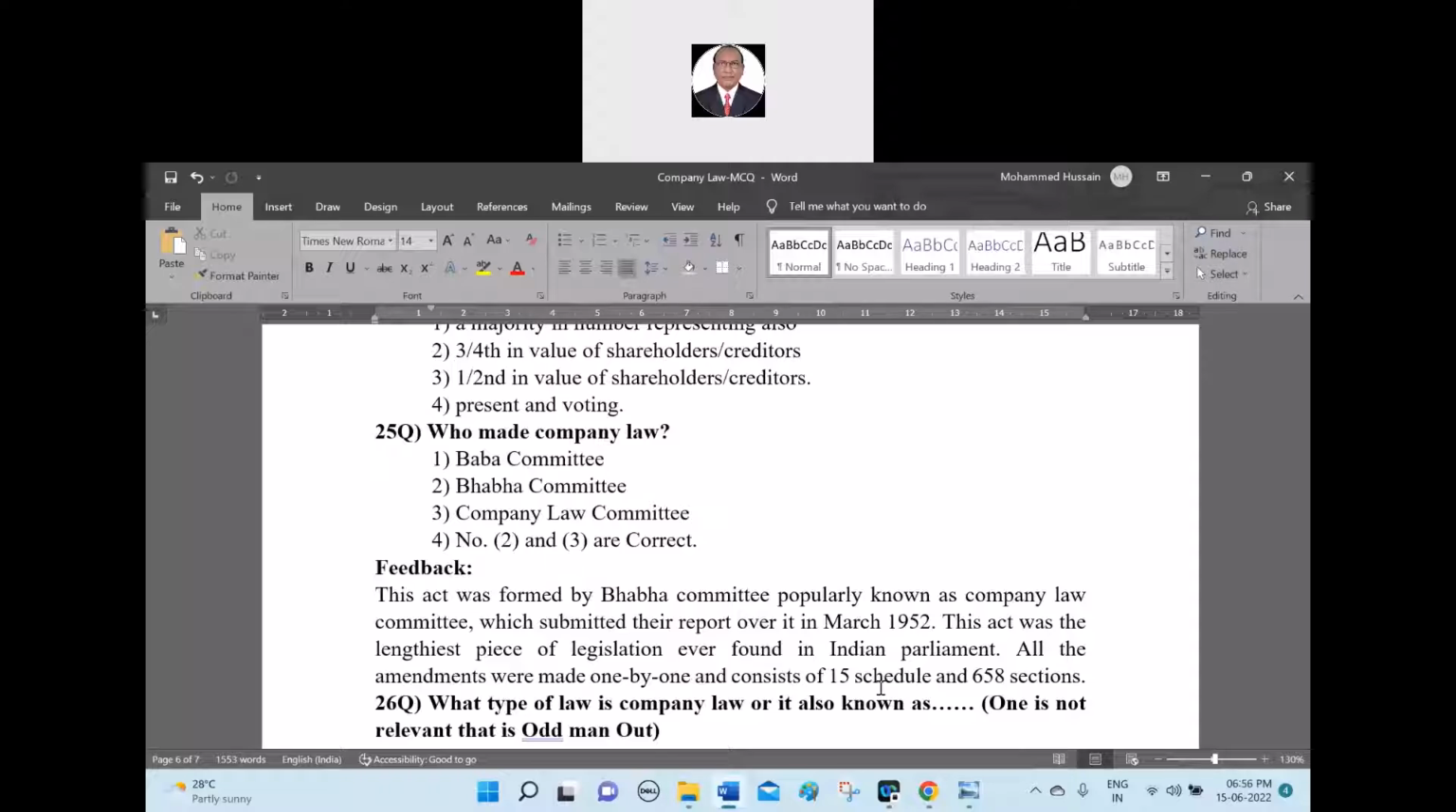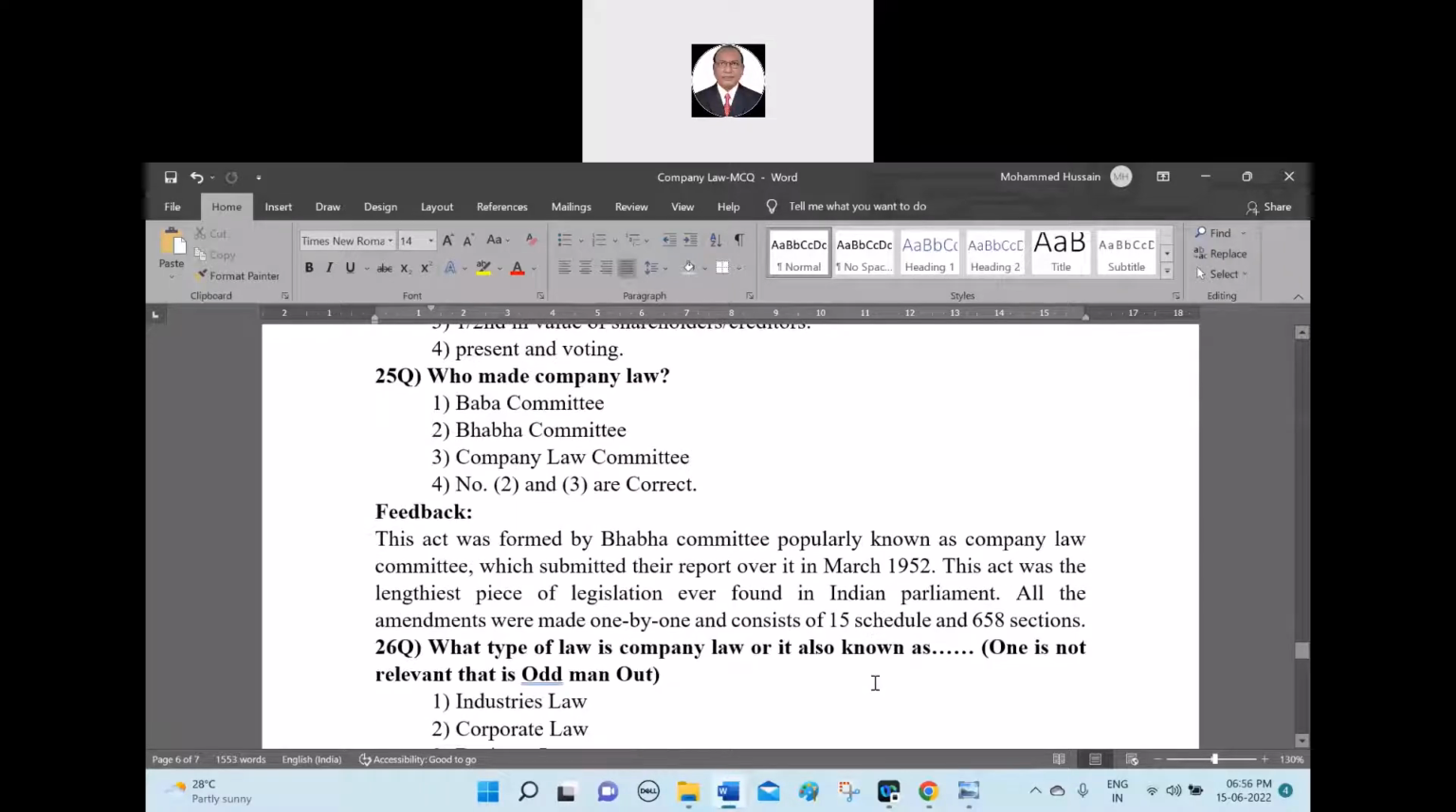The act was the lengthiest piece of legislation ever found in the Indian Parliament. All the amendments were made one by one, and it consisted of 15 schedules and 658 sections. They may ask supplementary questions in this way also. So that's why I gave the feedback.